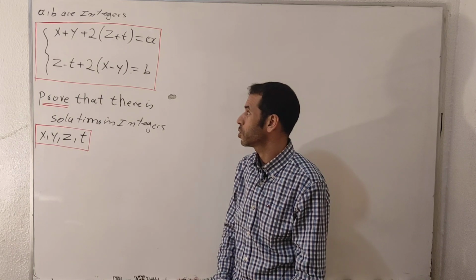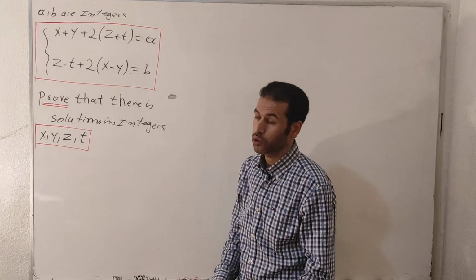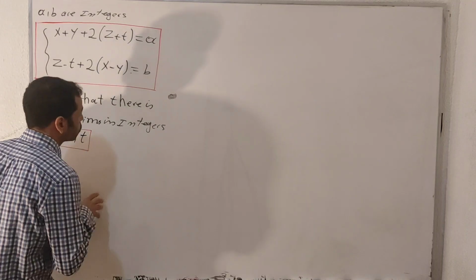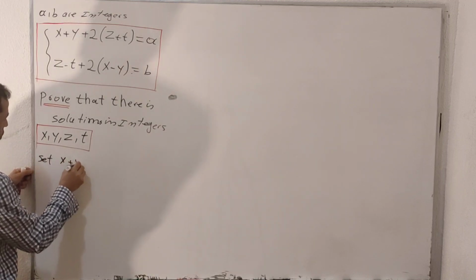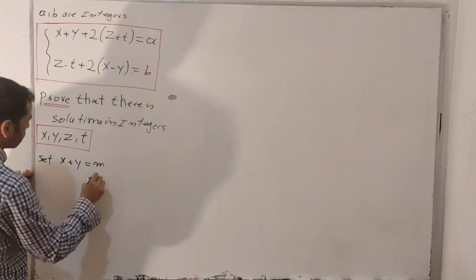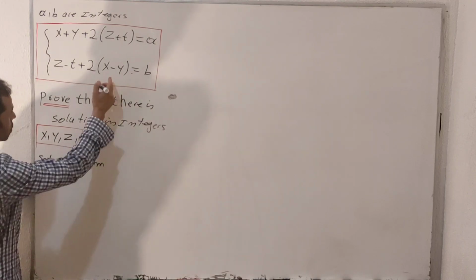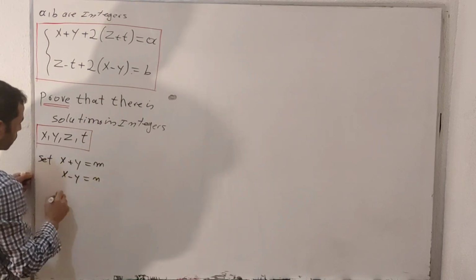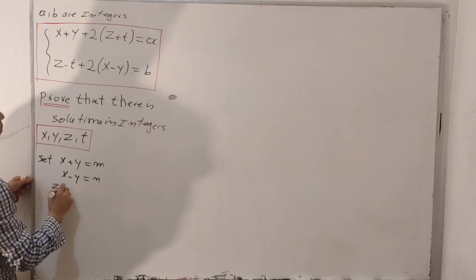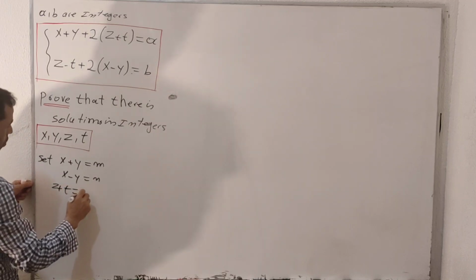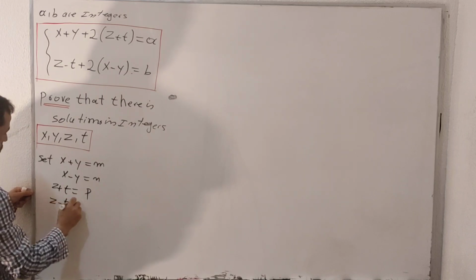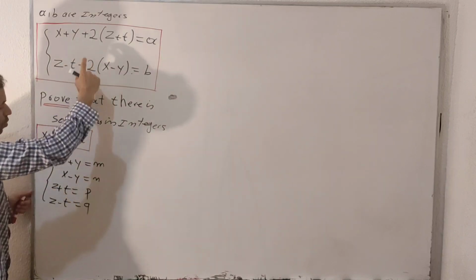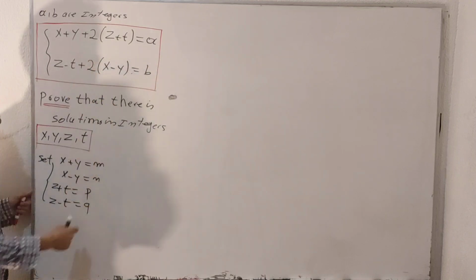Okay, now let's go through this one. The best way to solve this equation is through substitution. So I'm going to put all this information down here. Let's set x plus y equals m, x minus y equals n, z plus t equals p, and z minus t equals q. We are going to reduce this equation system to the smallest expression.